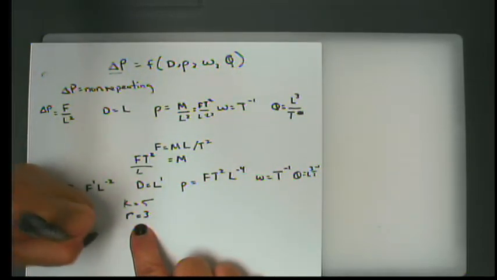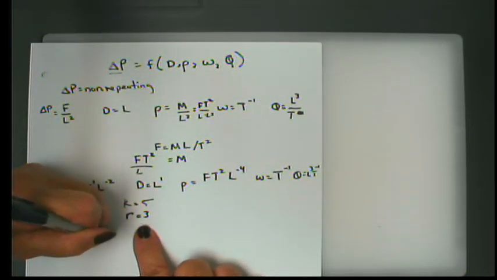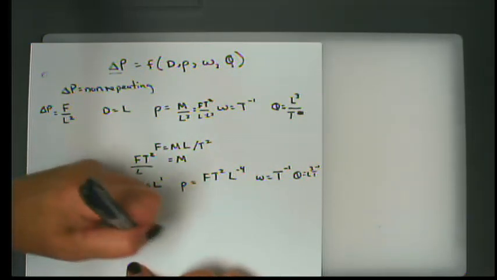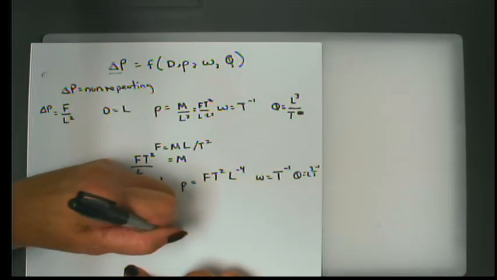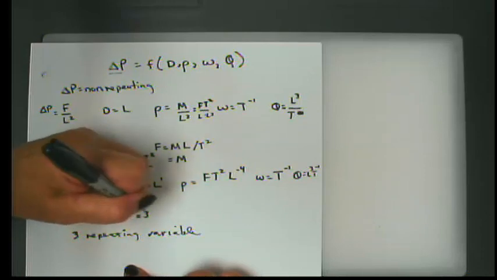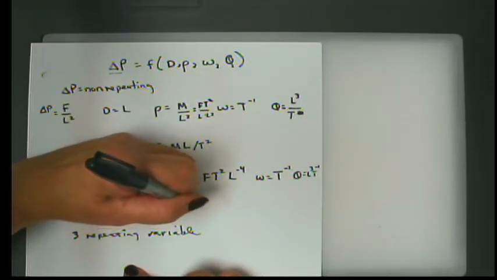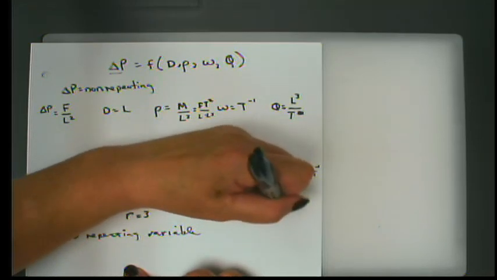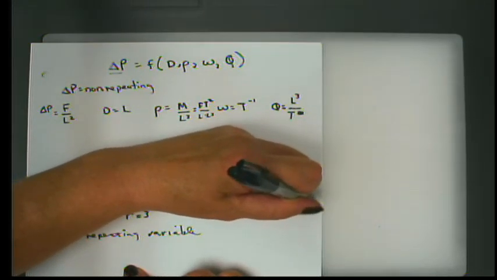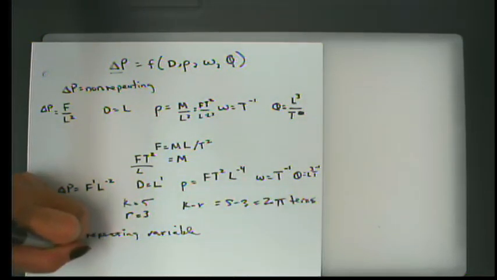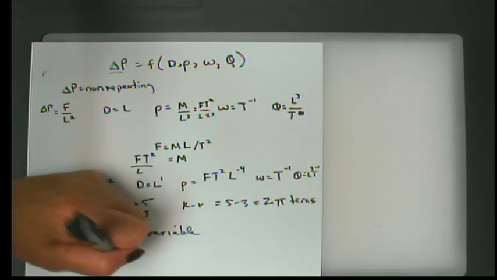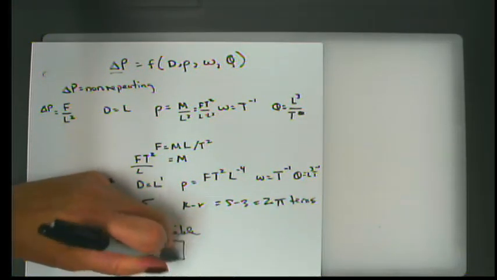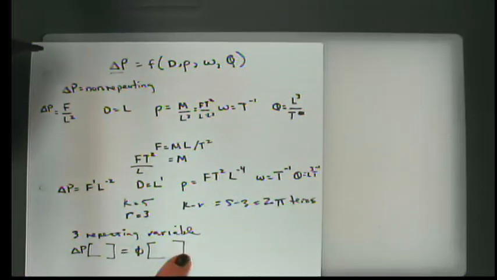We need 3 repeating variables, and we need 5 minus 3, 2 pi terms. So that means that we're going to have delta P times some stuff is a function of some of the other stuff. And we're not going to have delta P over here.